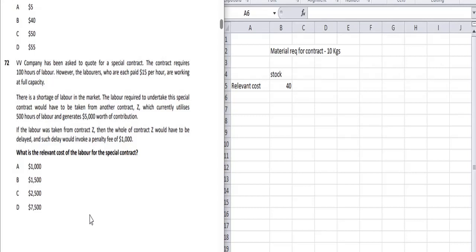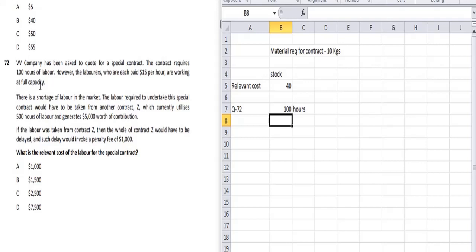I hope you will get clear by doing the questions. Let's read out the scenario here. VV company has been asked to quote a special contract, and the contract requires 100 labor hours. This one is question number 72. So how many labor hours are required? 100 hours, right? The labor, which is paid 15 per hour, is working at full capacity.